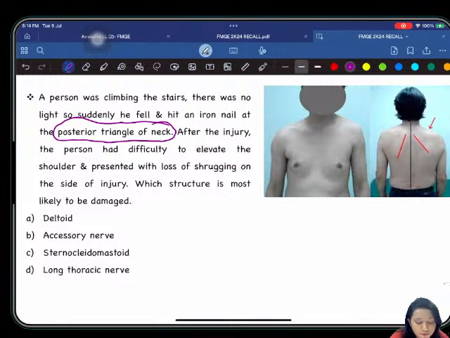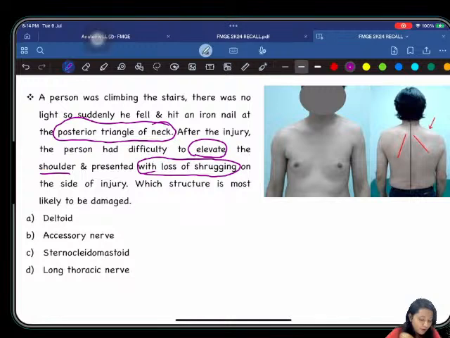First important thing to know: he got hit in the posterior triangle of the neck, and after the injury he had difficulty elevating the shoulder and presented with loss of shrugging on the side of the injury, meaning on the same side. So which structure is most likely to be damaged?